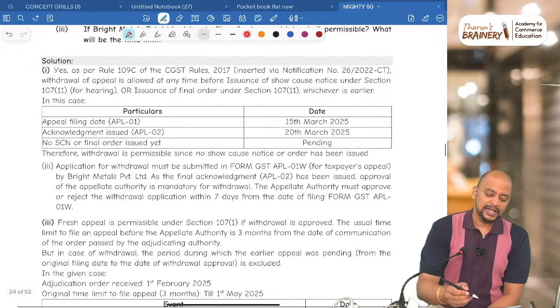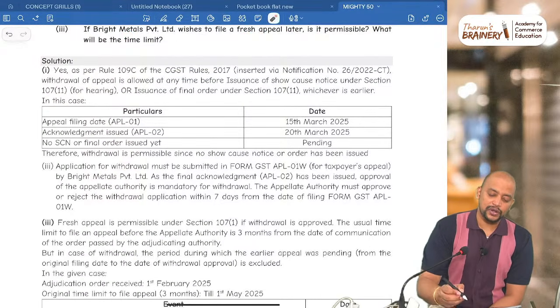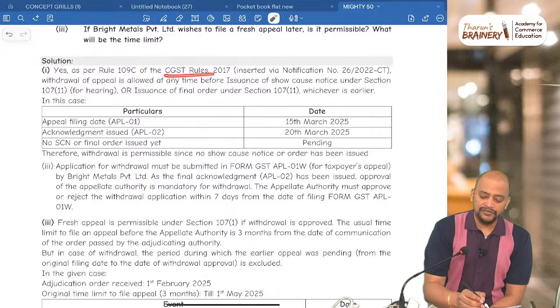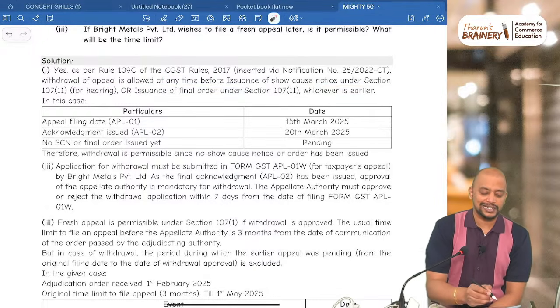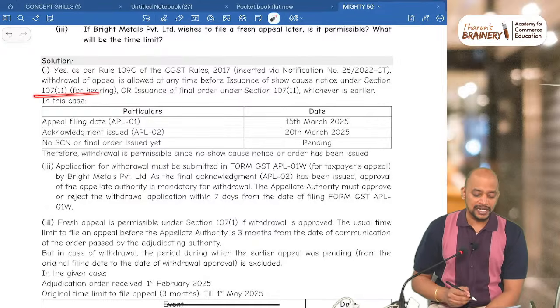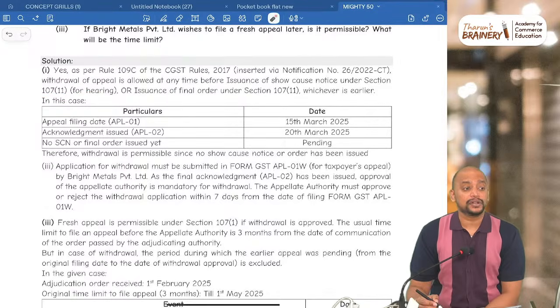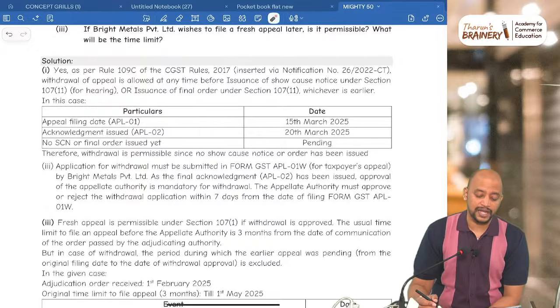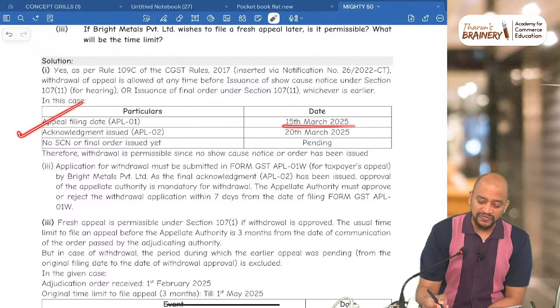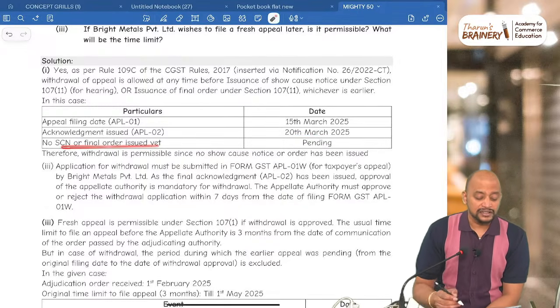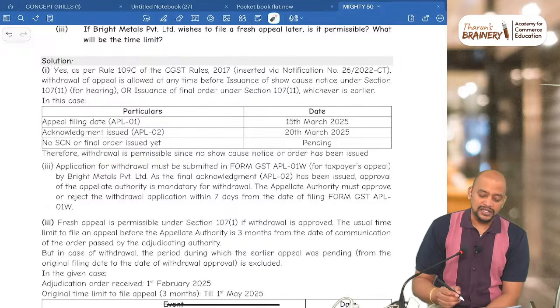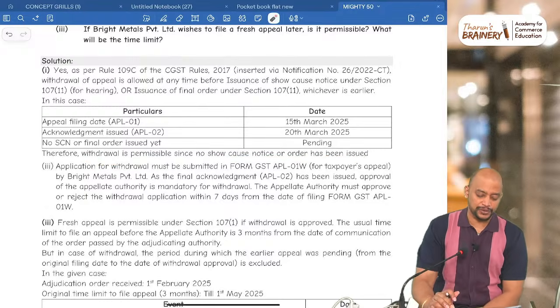See this. As per Rule 109C of the CGST Rules, withdrawal of appeal is allowed at any time before issuance of notice under Section 107 for hearing or issuance of final order. What is that final order? Appellate order. Whichever is earlier. In this case, the appeal filing date is 15th March. Acknowledgement is issued on 20th March. No notice or final order is issued, that is pending. Therefore, withdrawal is possible since no notice or order has been issued.